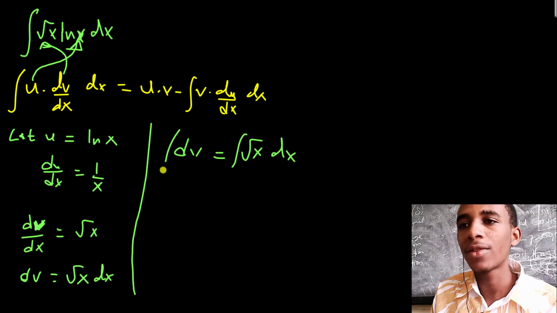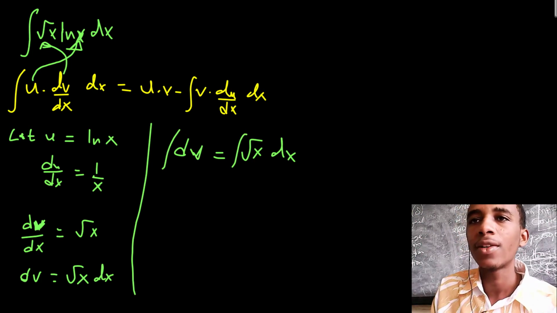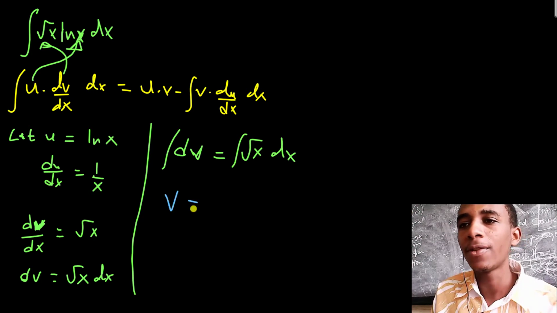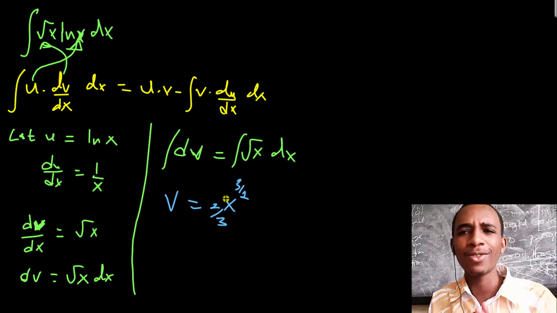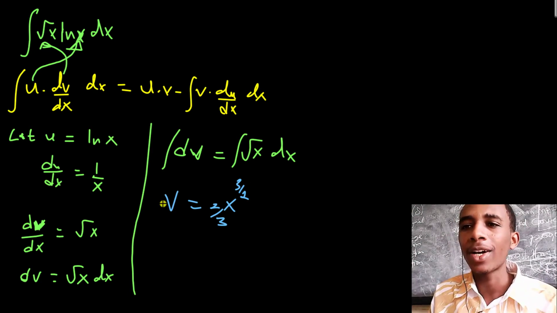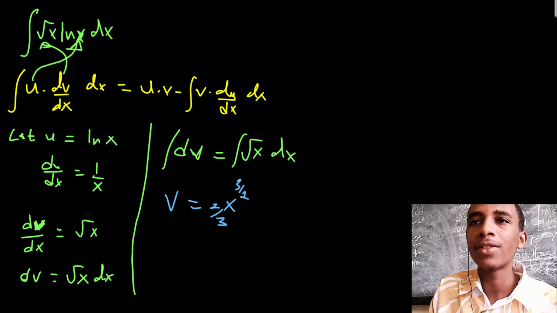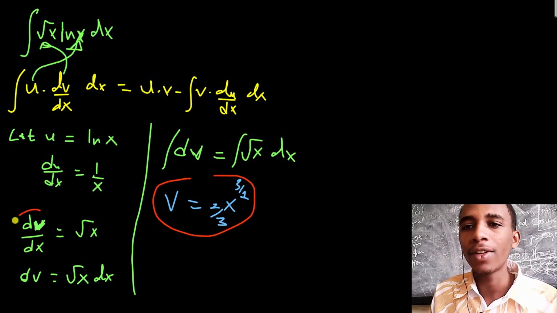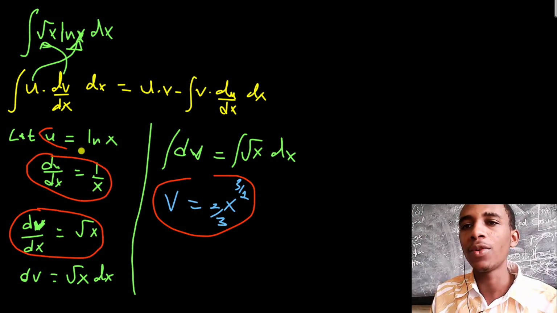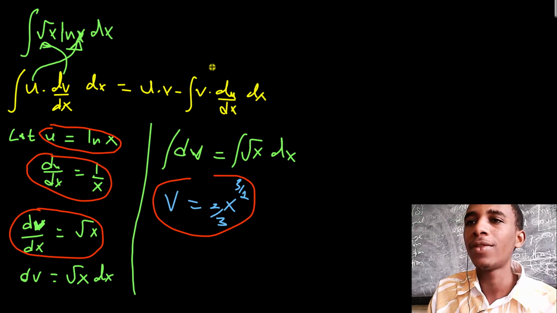If I take integrals on both sides, what do we have here? We have v, and the integral of this is x to the power 3 over 2, times 2 over 3, plus a constant. I don't really care about that for now. So I have the value of v, I have the value of dv dx, I have the value of du dx, and I have u. So I can now put everything together in this formula.